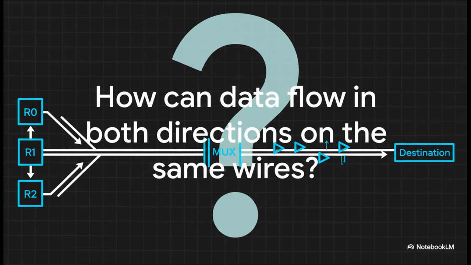So, if you remember, we've already looked at how a multiplexer-based bus works, right? And it's great at letting a bunch of different registers all send their data to a single destination. You can think of it like a one-way street, where a bunch of side roads all merge onto one big highway. But that brings up a really important question. What if the destination needs to talk back? How do we turn that one-way street into a two-way superhighway for our data?